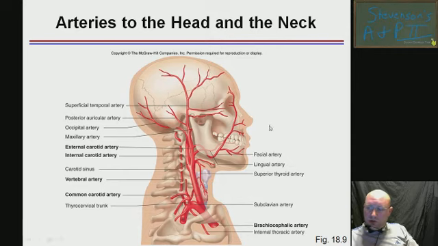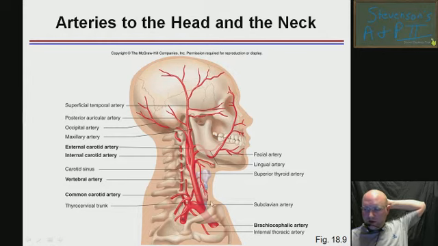Look at some of our major ones, especially our temporal artery. Find your temple. The temporal artery is going to flow right by that location. It also goes down to the zygomatic bones and your cheeks. You also see those here in your face, your facial artery, your lingual arteries, and the superior thyroid artery that goes right to your thyroid gland.